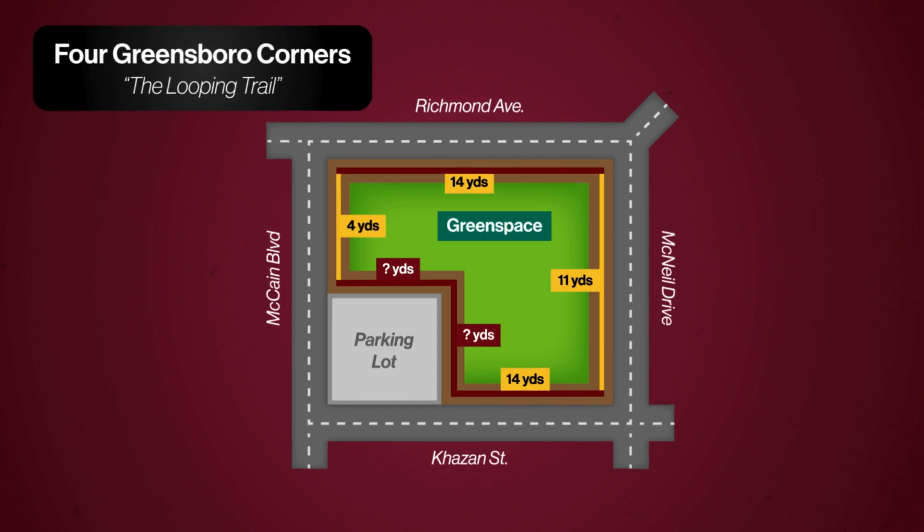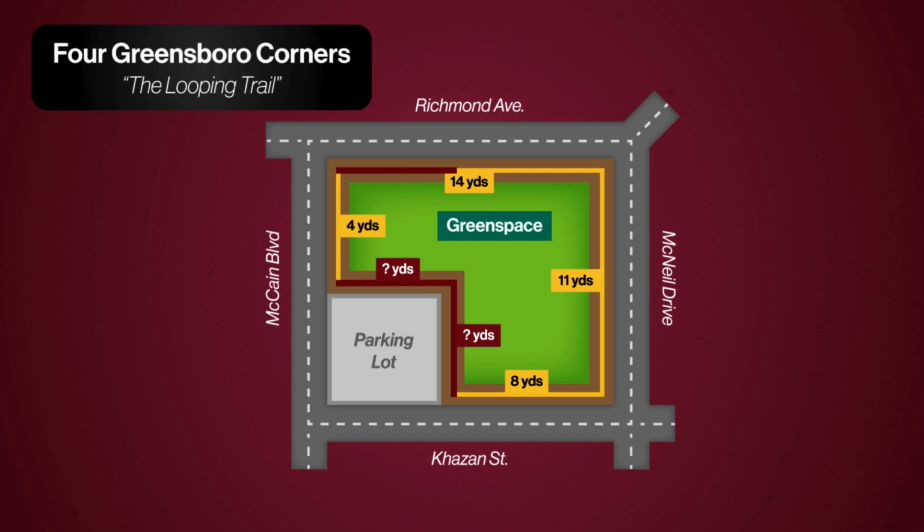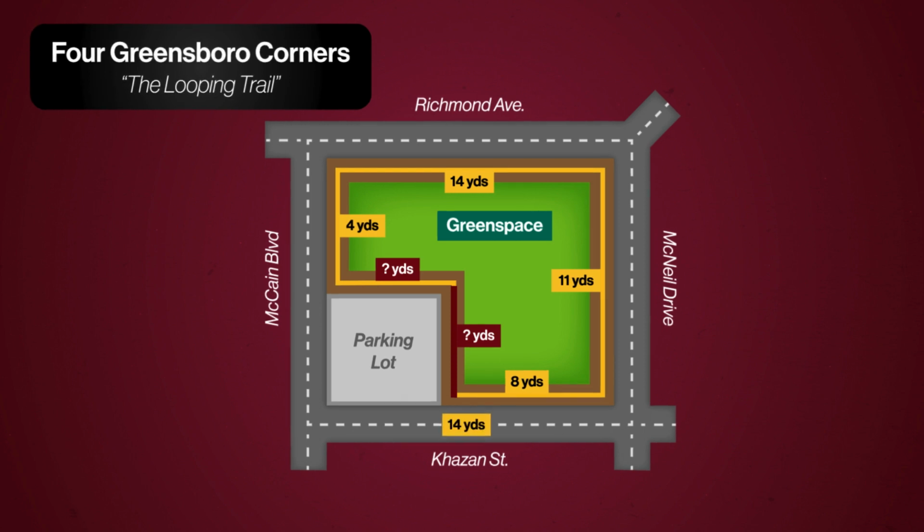But here, that 14 yards has kind of been broken up into chunks. First, we go 8 yards along Cousin Street, then we go up, then we continue along parallel to Richmond Avenue. So the 8-yard segment along Cousin Street plus the west-east parking lot segment should add up to 14 yards. 14 minus 8 is 6 yards, so this segment is 6 yards long.